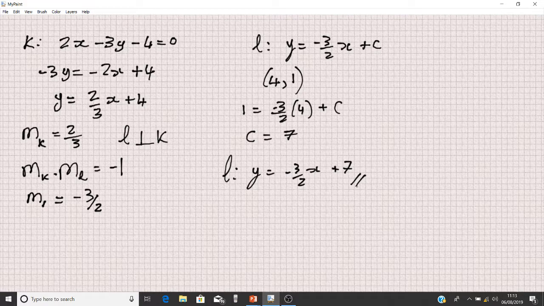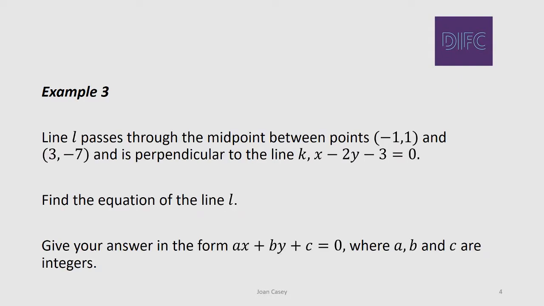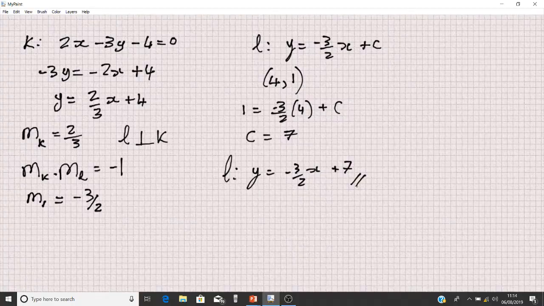So let's look at a third and last example. The third and last example for today's video is example 3. The line L passes through the midpoint between (-1, 1) and (3, -7). And L is perpendicular to the line K, which is x minus 2y minus 3 equals 0. So we need to find the equation of line L, and we need to give our answer in the form ax plus by plus c equals 0, where a, b and c are all integers. Okay, so we'll go to the math pad and take a look at this problem, example 3.